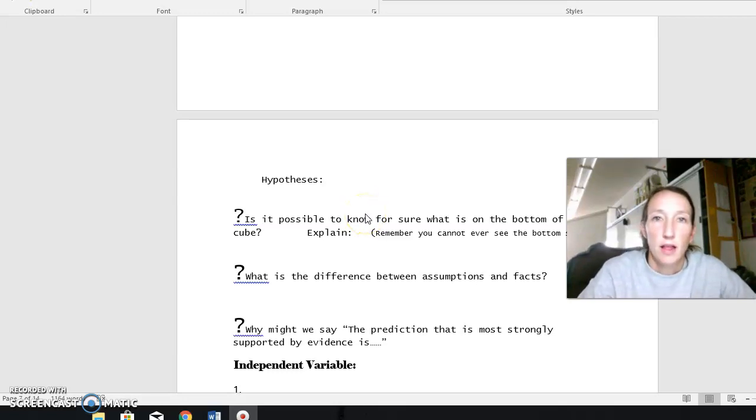I will make a little video to explain the cubes, or find a video. That way you can kind of see if you were on the right track or not. So, all right, good luck. Get this written down.